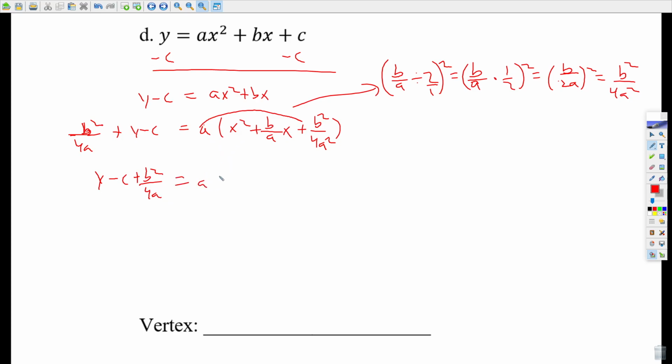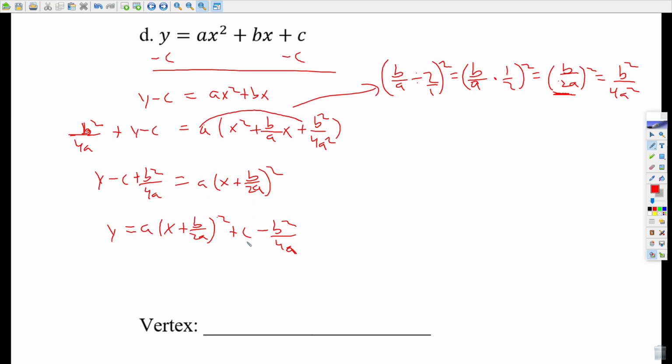This side here, we can factor. It's a, and then we have to use this step here, right, when we divide it by 2. We ended up multiplying by 1/2. So that would be x plus b over 2a squared. And the last thing you could possibly do is you could just bring this stuff over by adding c and subtracting b squared over 4a. So we'll do that. So a times x plus b over 2a squared. And then if we add c, we have plus c. And we also have a minus b squared over 4a.